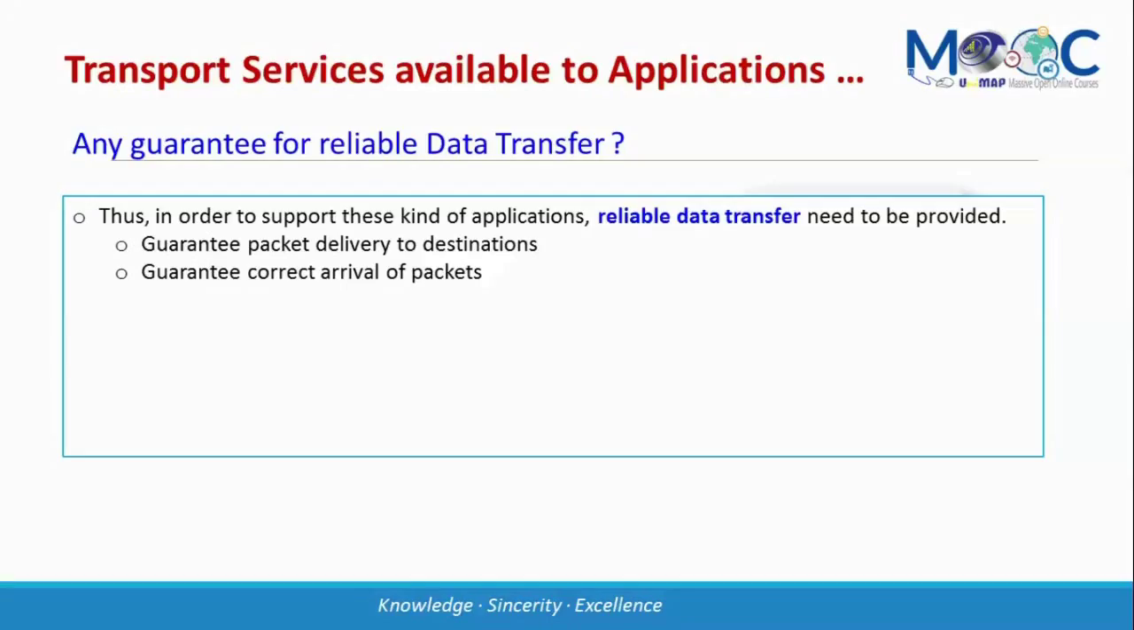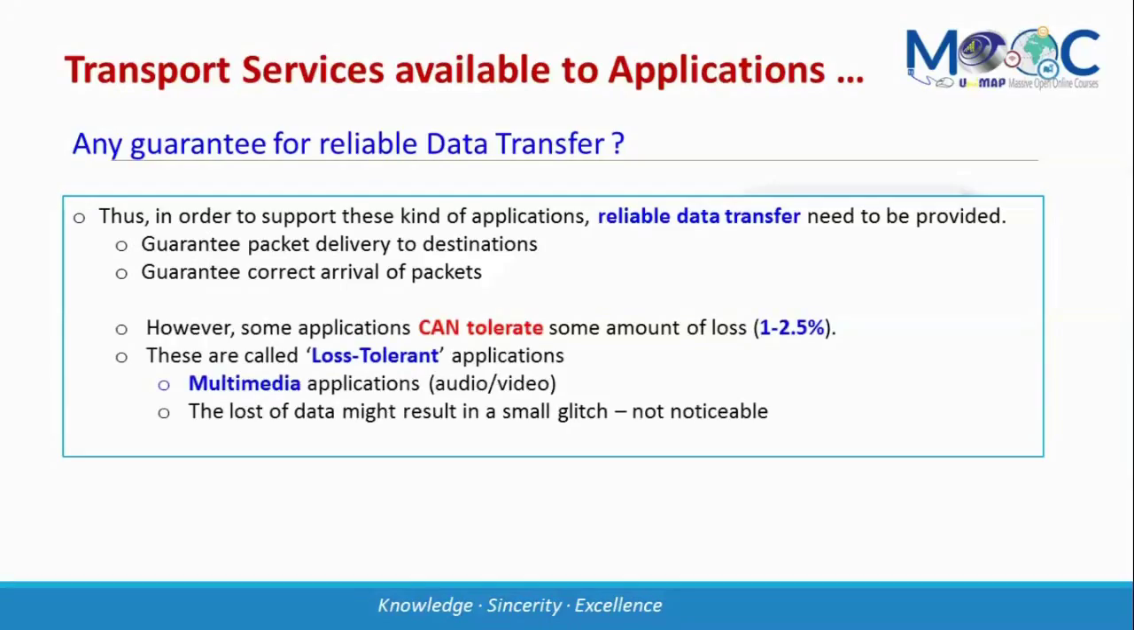This will guarantee reliable packet delivery to the destination without any loss, and also make sure of the correct arrival of the packets. Having said that, it is also worth mentioning that some applications can tolerate some amount of loss, between 1 to 2.5%. These are called loss-tolerant applications. Examples of such applications include multimedia applications, which are audio and video. The loss of data in these kinds of applications might result in just a small glitch that may not be noticeable to the users.